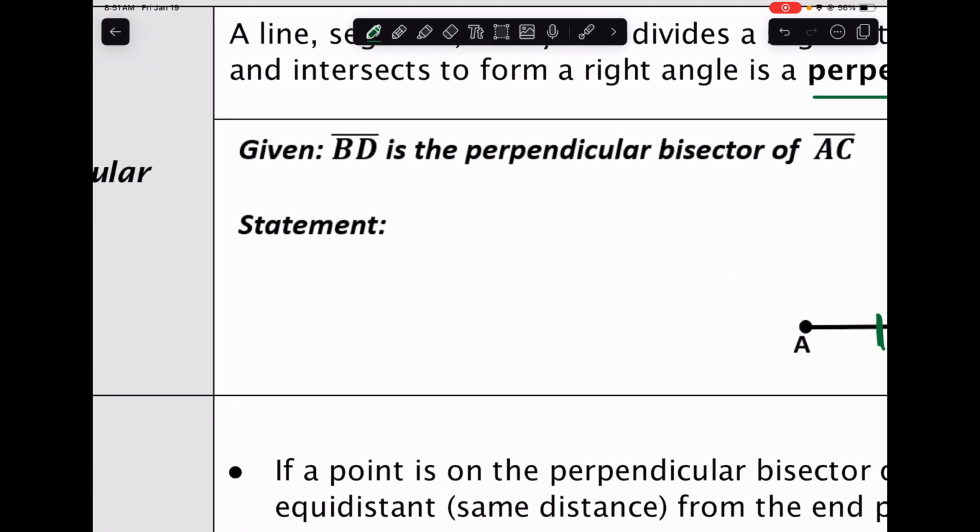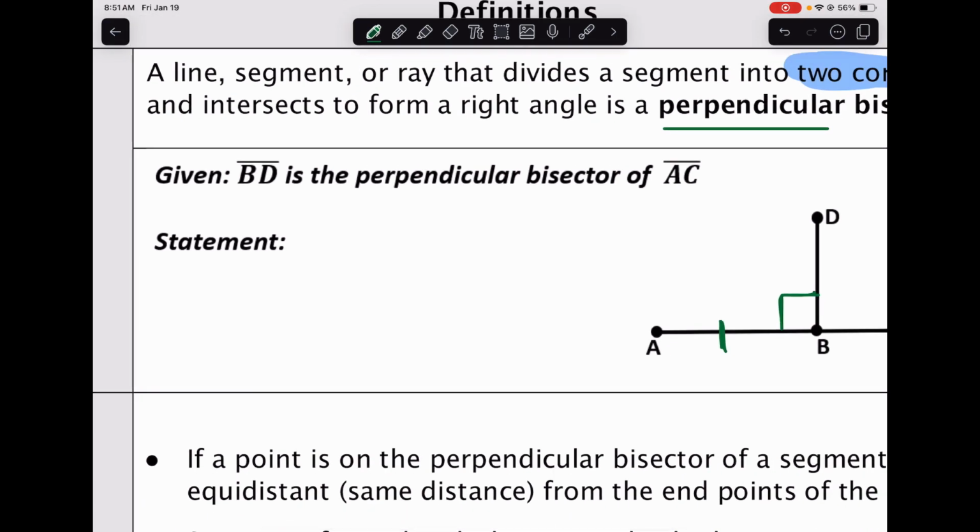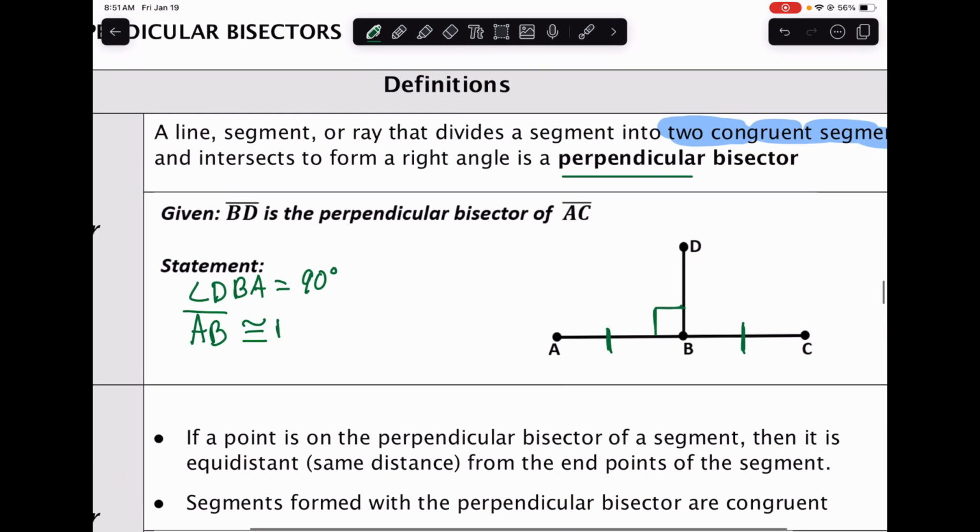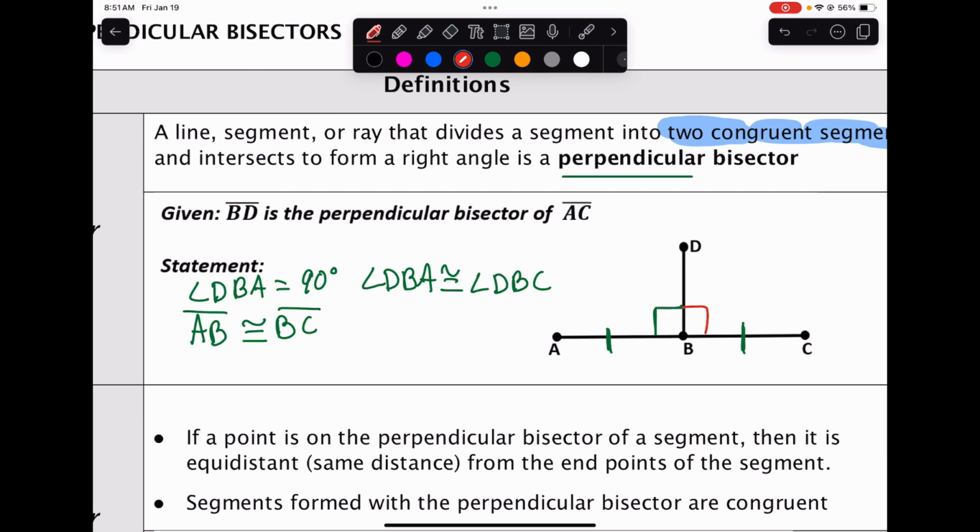So from this, we can make two statements. We can say that angle DBA is equal to 90 degrees, all right? And we can also say that AB is congruent to BC. And I guess also we could say that angle DBA is congruent to angle DBC. Ooh, I forgot the angle symbol. Because obviously that is also a 90-degree angle right there, right? So there's a lot we can conclude from there.